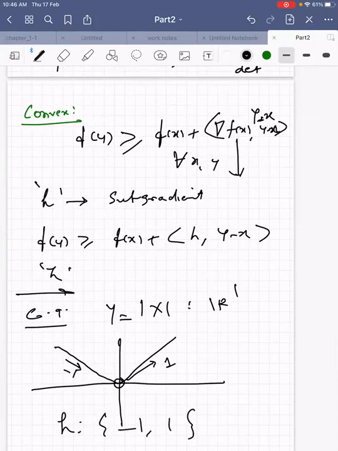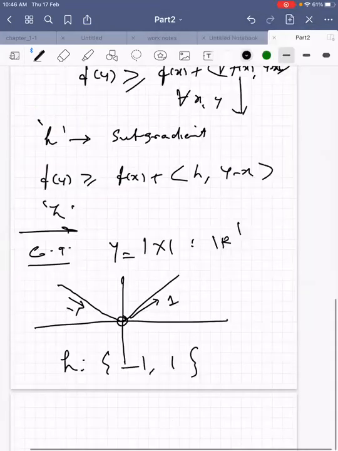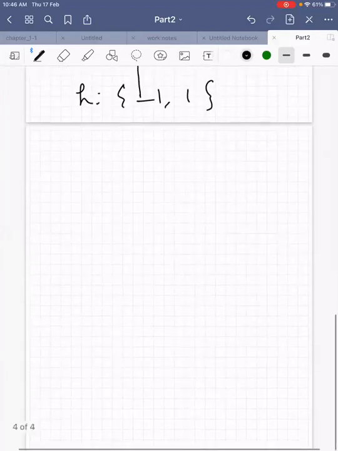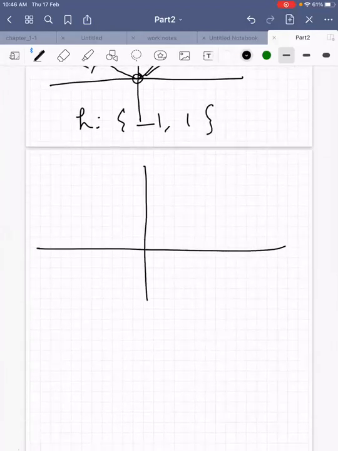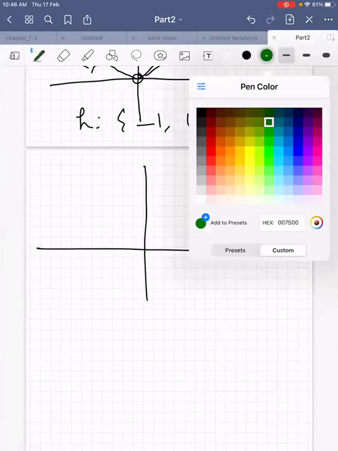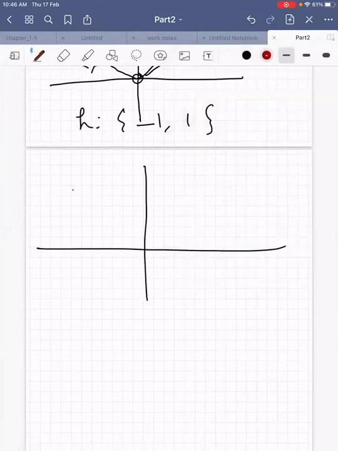Anybody has a question here? By the way, how do you check if this is a subgradient? So I have taken this mod x. Again, let me just draw this again. So this is mod x. How do you say that this direction +1 and -1 are subgradients?